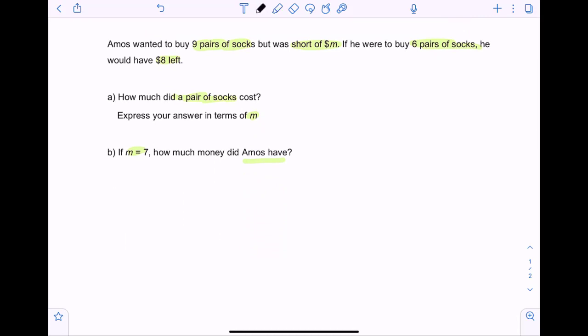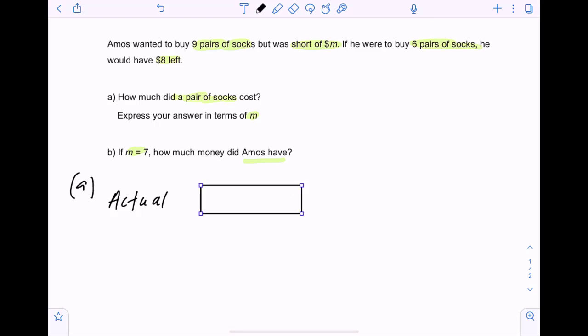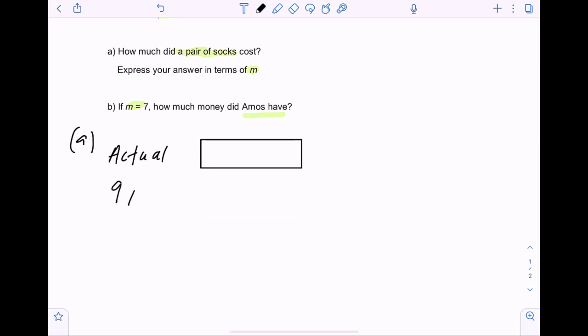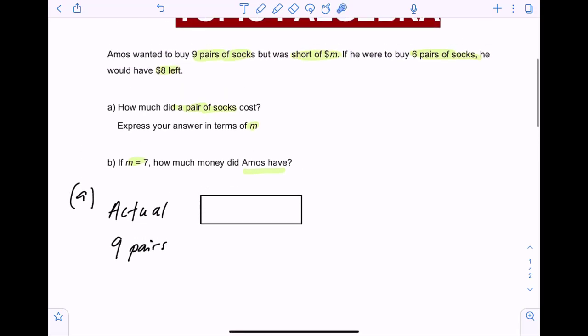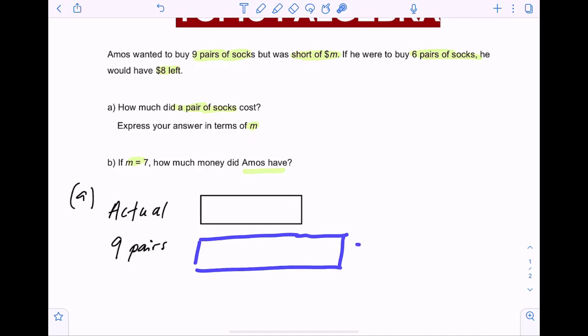Now, to do this question, we can draw for ourselves a model. So let's say this is the actual amount of money that Amos has, which is this particular model right here. And this is the cost of 9 pairs of socks. Okay, 9 pairs of socks, the model will be longer because he will not have enough money. So his actual money is not enough, he needs a little bit more to buy that 9 pairs of socks.